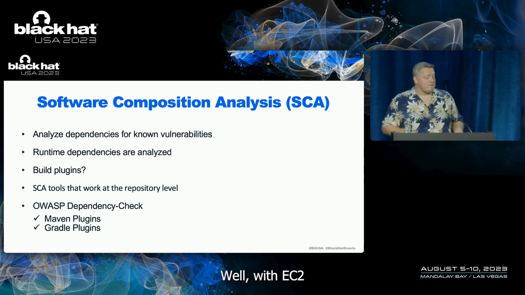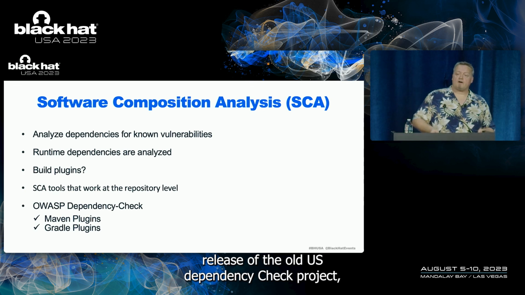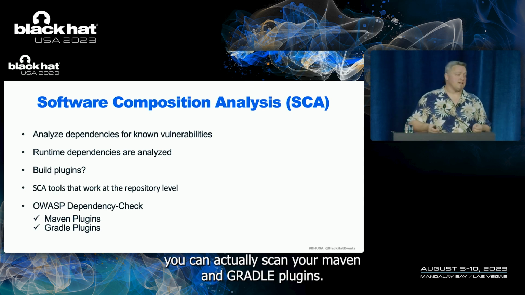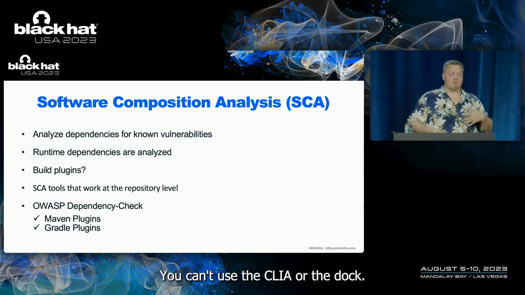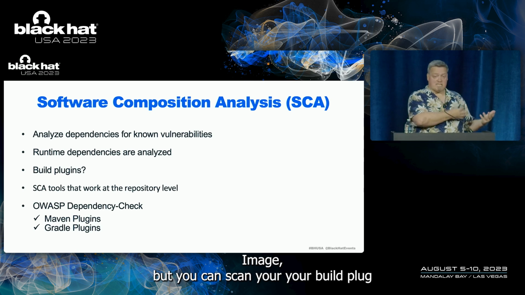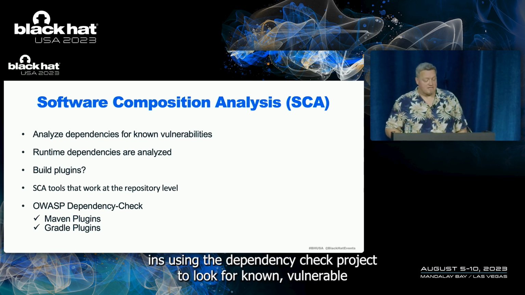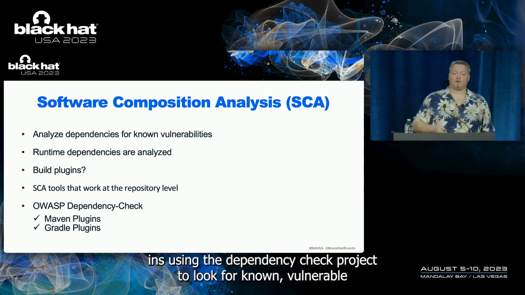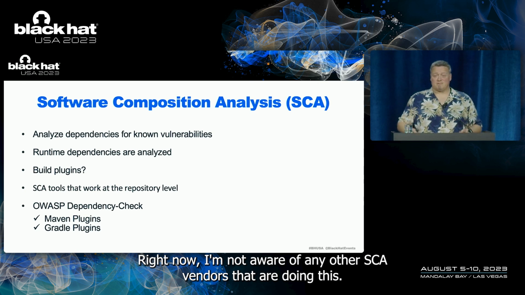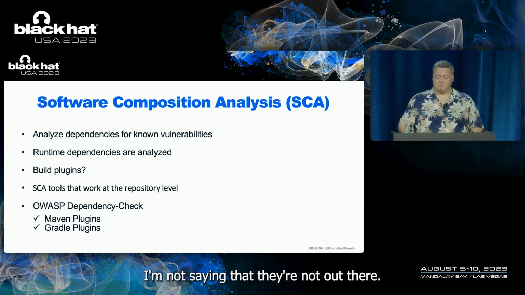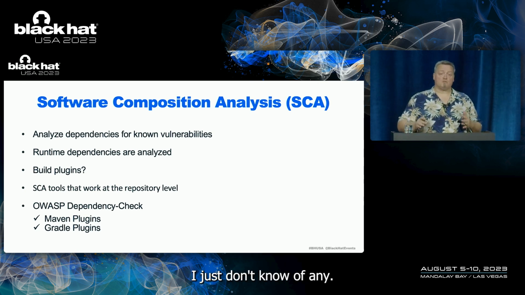Well, with the 8.0 release of the OWASP Dependency-Check project, you can actually scan your Maven and Gradle plugins. You have to use the Maven or Gradle plugin. You can't use the CLI or the Docker image, but you can scan your build plugins using the Dependency-Check project to look for known vulnerabilities in your plugins. Right now, I'm not aware of any other SCA vendors that are doing this. I'm not saying that they're not out there. I just don't know of any.